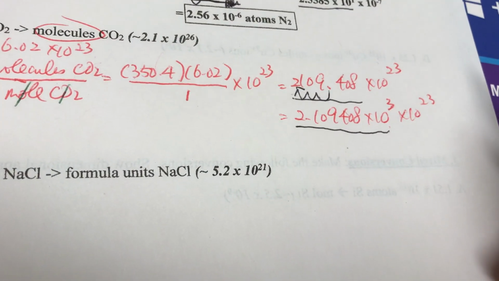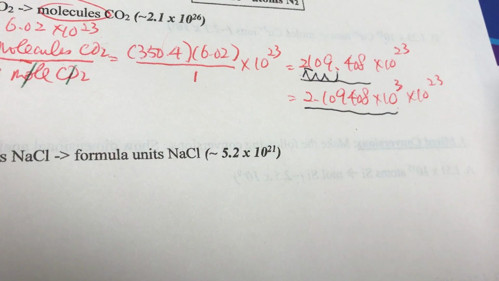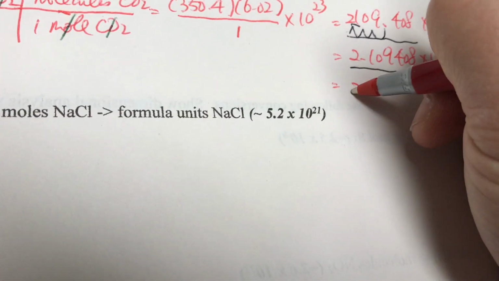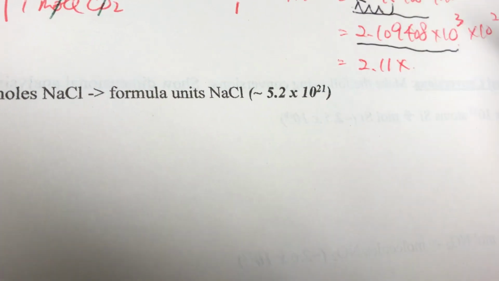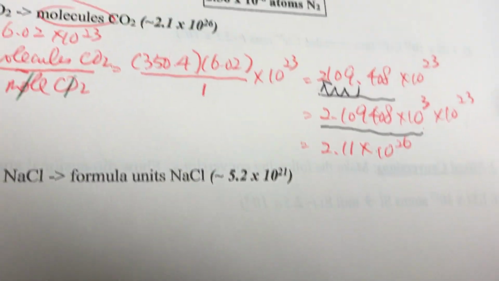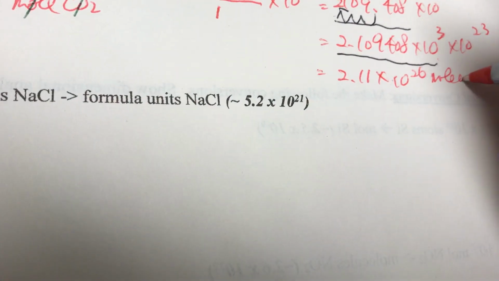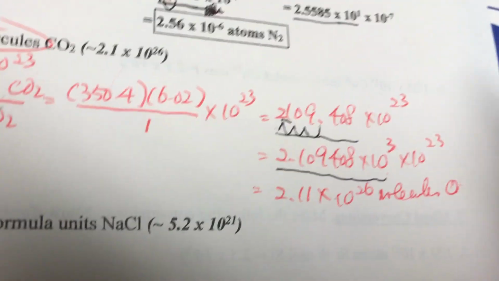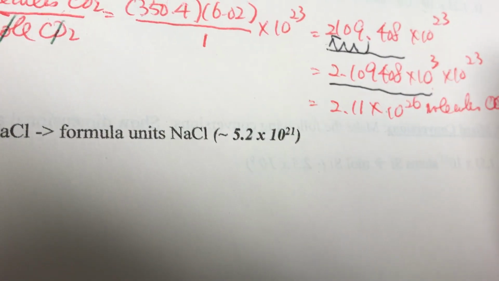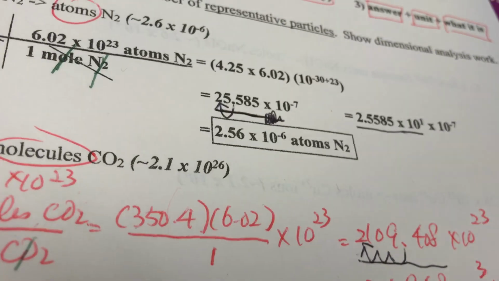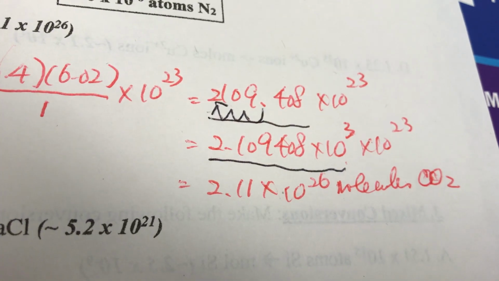And then I'm going to round this number and then add the exponent. Finally, add the unit and what compound. So I round it, it will be 2.11 times 10 to the power 26 because I add the exponent. My unit from here is molecules. And my compound is CO2. Okay, so this is my answer.